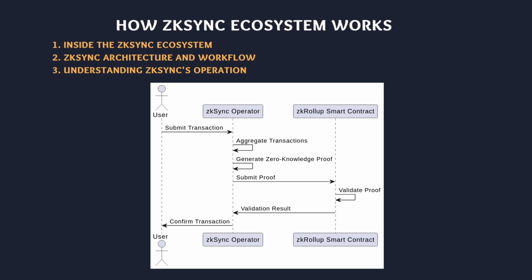Faster transaction processing. By processing transactions off-chain and only submitting the final proof on-chain, zkSync achieves much faster transaction processing times compared to on-chain processing. Lower costs. The aggregation of transactions into a single batch significantly reduces the gas fees associated with individual transactions, making it more cost-efficient for users. Enhanced scalability. zkSync improves the scalability of the Ethereum network by reducing the computational load on the main blockchain, allowing it to handle a larger volume of transactions.